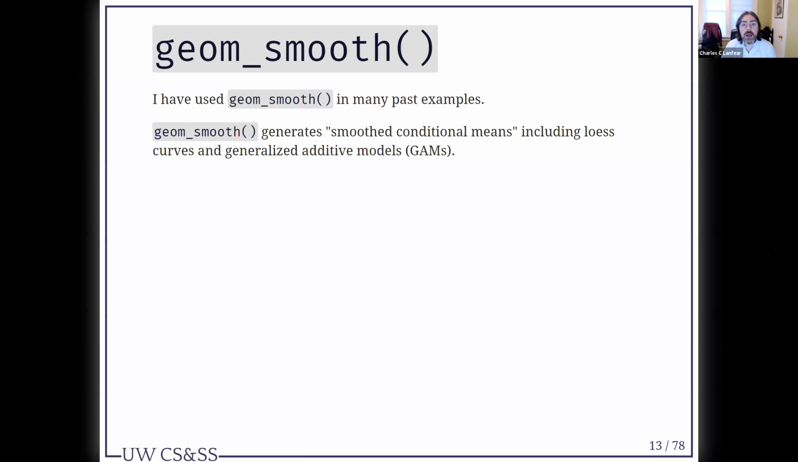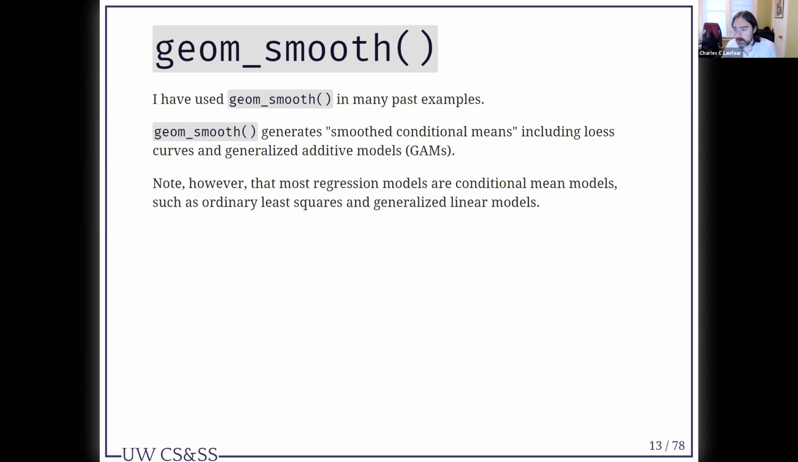So we've used the ggplot function or layer geom_smooth in a lot of past examples throughout this class. geom_smooth generates what are called smoothed conditional means. This includes things like LOESS curves and generalized additive models, or GAMs. Okay, so those are those nice kind of bendy lines going through our data.